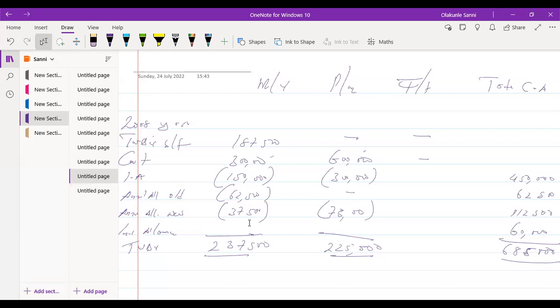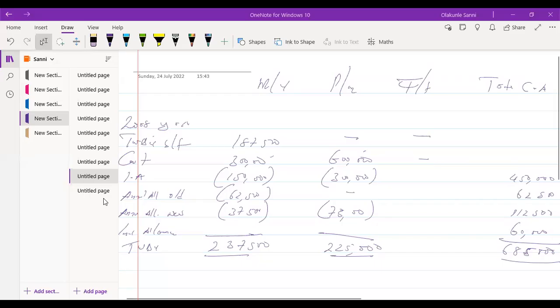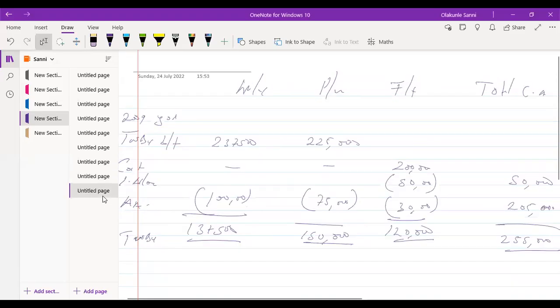Hello, class, any question? No question. Okay, class, that is that on annual allowance. No, finish it, please. Finish that comprehensive example so that it will guide us in subsequent ones. Okay, no problem. This is 2009. After 2009, what will be the next year?